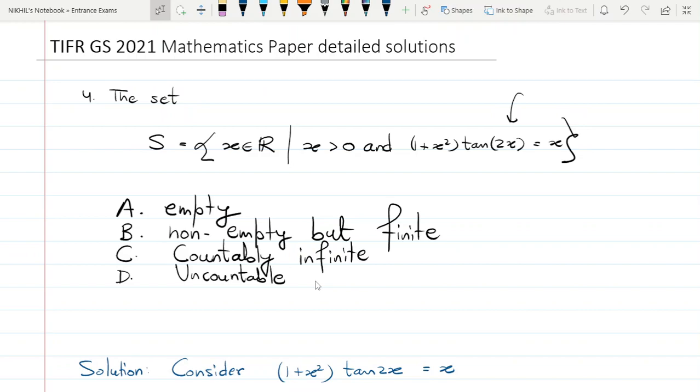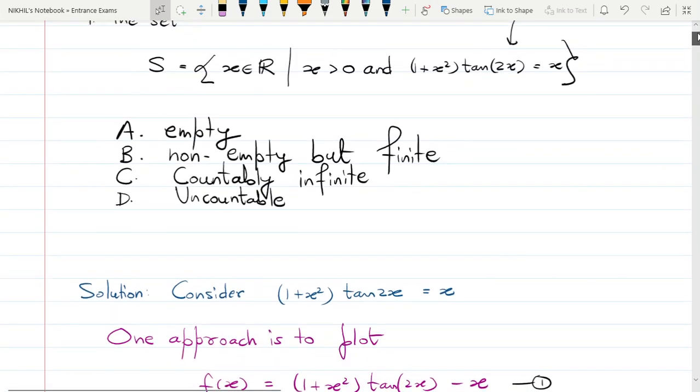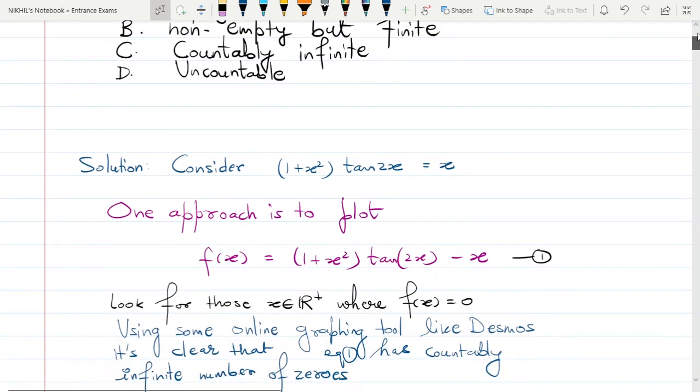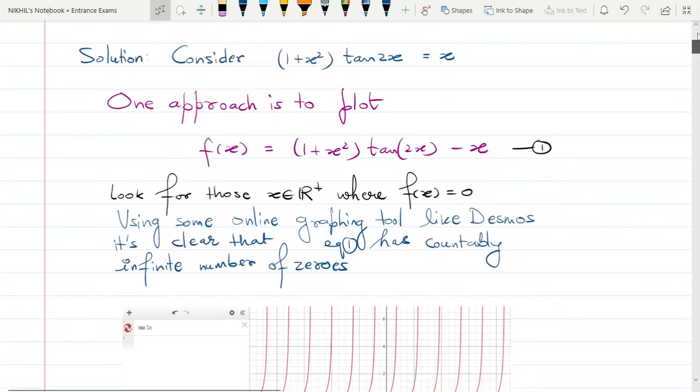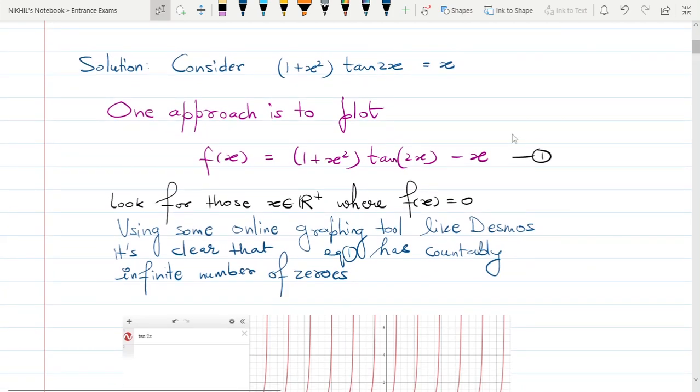So let's move ahead now to the solution of this problem and how we can approach it. I have solved this problem in two ways. You may solve it in even more, but first let's see a simpler approach. Consider this equation: 1 plus x squared times tan 2x equals x.